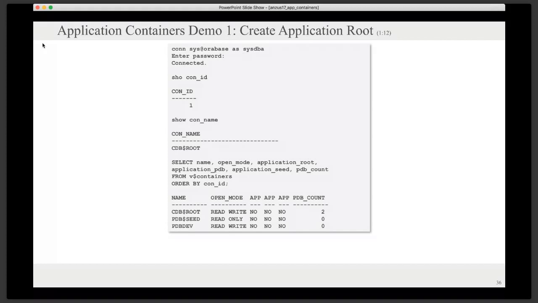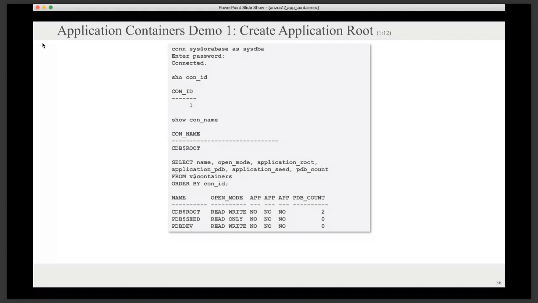So I say show con_id. It shows me that the container ID is 1, which means I'm in the root container. And I say show the container name, or con_name. And it shows me that the con_name is CDB$ROOT. I know now precisely which container I'm in. I do a select from a dynamic performance view, V$CONTAINERS, ordered by the container ID, and I see that I have built a database with a root container, CDB$ROOT.